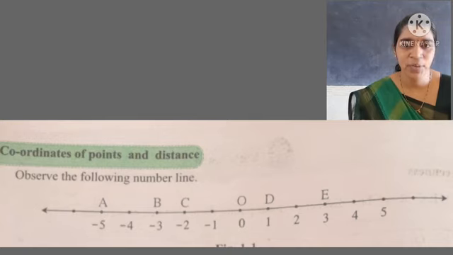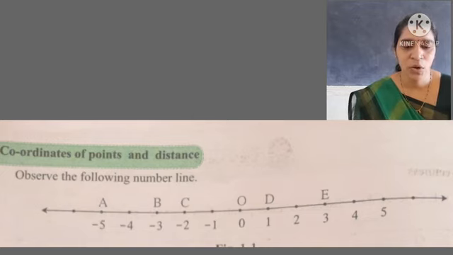Point A denotes the number -5. Point B denotes the number -3. Point C denotes the number -2. And point O denotes the number 0. In this way, each point denotes some number. That number is called a coordinate of that point.